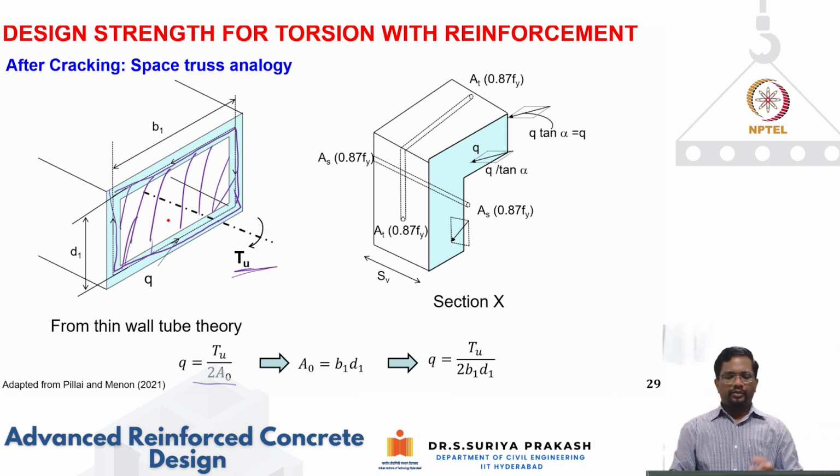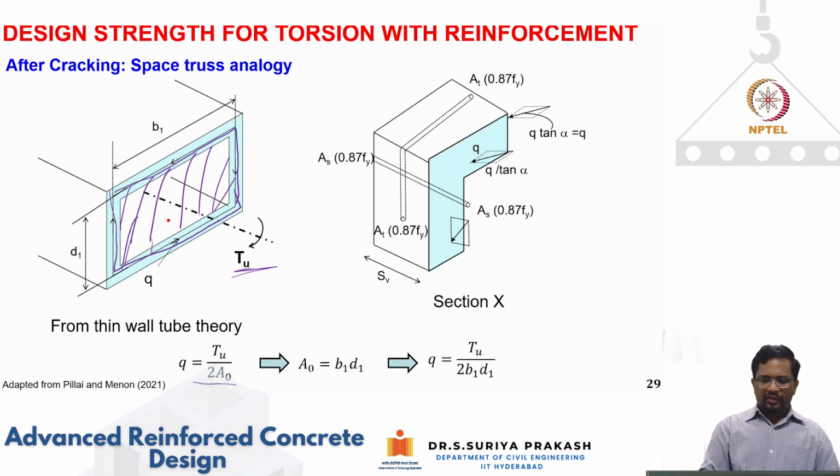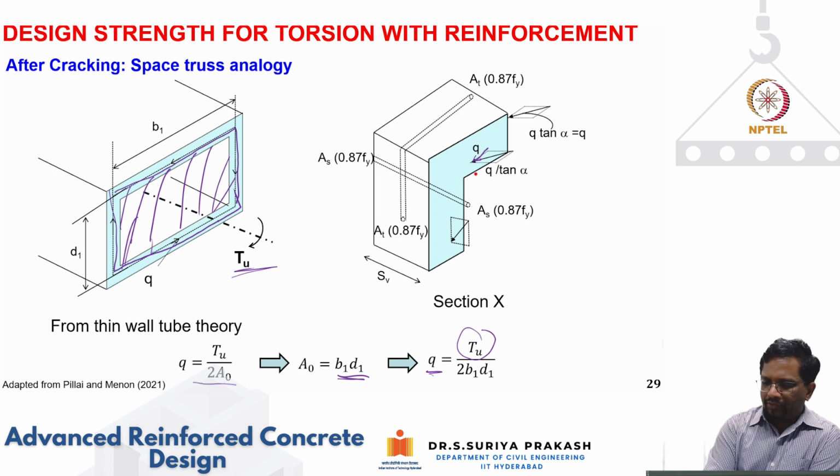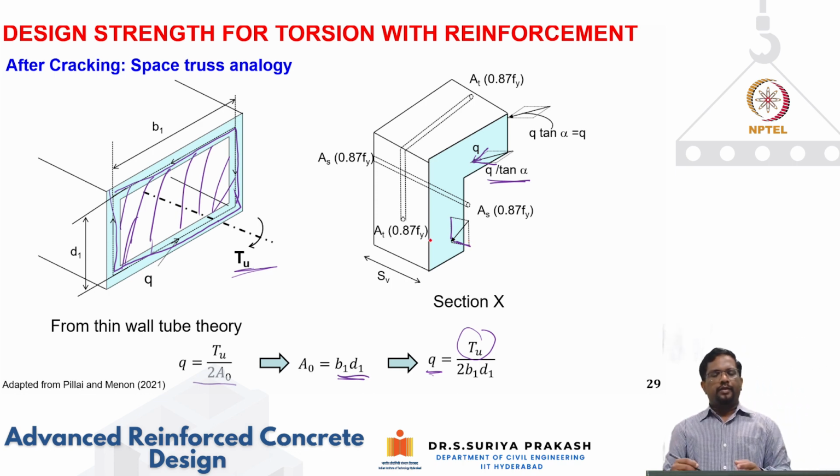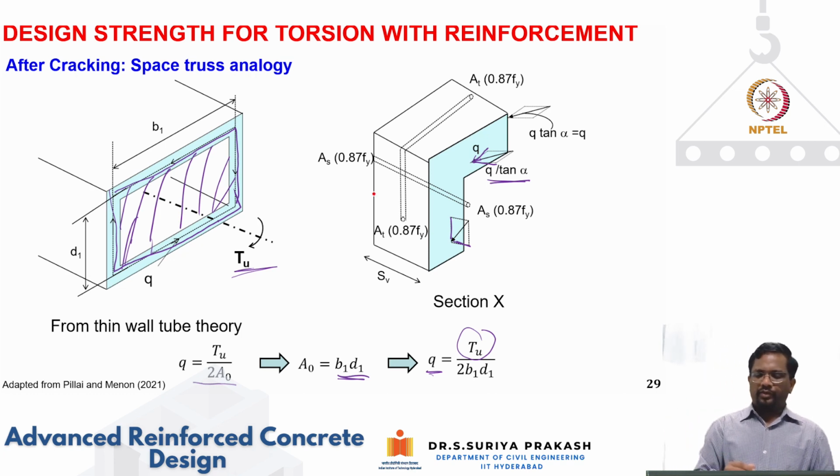So for a particular T_u, and if I know the thickness of the tube, the shear flow is nothing but T_u divided by 2 times A_o. Now what is A_o? In this case, you can see that A_o is b_1 times d_1. So you can find an expression for shear flow for a particular torsional moment as T_u divided by 2 b_1 d_1. This is the way the shear flow acts, q. When this is q, this is going to be q by tan alpha, and when this is q, this is going to be q by tan alpha. So we are going to invoke horizontal, transverse and longitudinal equilibrium to find the expressions for your longitudinal steel and transverse steel.